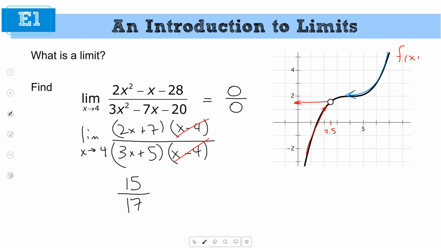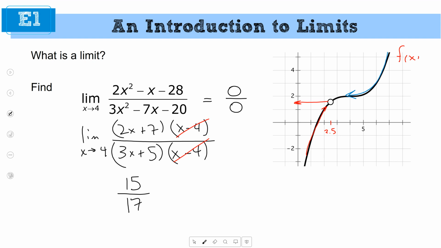Plug and chug. If you get a numerical answer, you're good to go. If you don't, you try to algebraically manipulate. Plug and chug again. If you get an answer, you're good to go. If you don't, then we have some problems and we need to figure out a different way to approach the problem. Okay. So again, I feel like I'm beating a dead horse, but the limit is not the value of the function. It's the value that you're getting very close to.